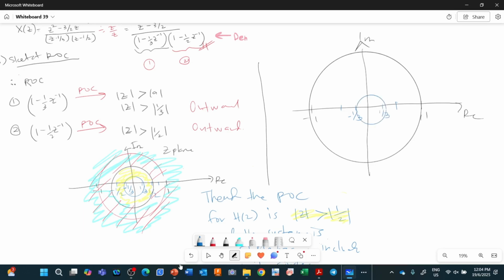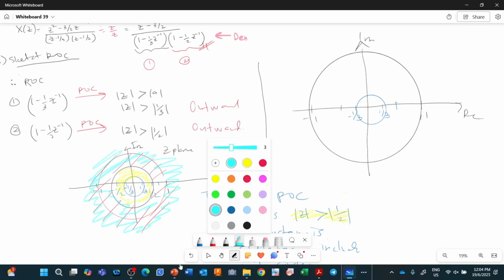Now let's plot the first one. I'm plotting using a different color. So Z more than 1/3, you plot it outward. Outward. It's like coloring class. So Z more than 1/3. Okay, that one is the first sketching.